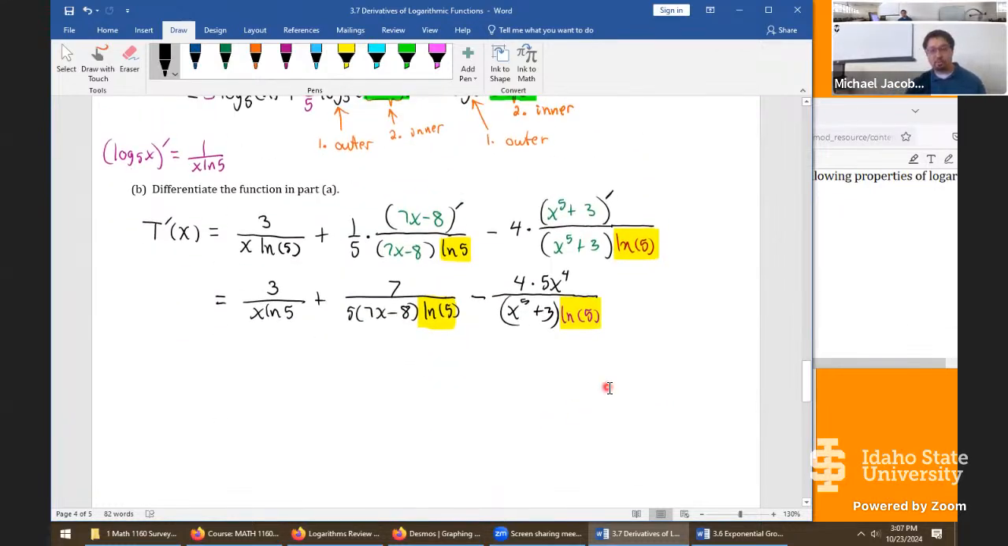But you know what the good news is about this whole process? You never are expected to find the least common denominator and add these together. Just leave your answer in an expanded form, and that's always totally acceptable, reasonable, and super expected in the first place. So this answer ends as 3 divided by x natural log 5 plus 7 over 5, 7x minus 8, natural log 5, just a lot of copying. And here's my one change, 20x power 4 in the numerator, then x power 5 plus 3 times natural log 5 down below.